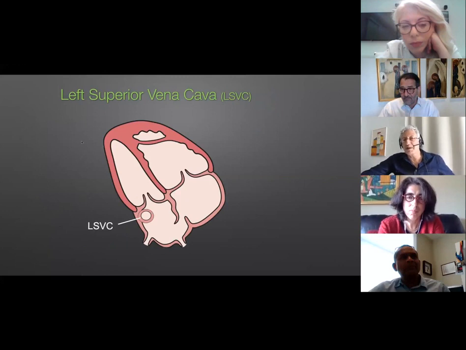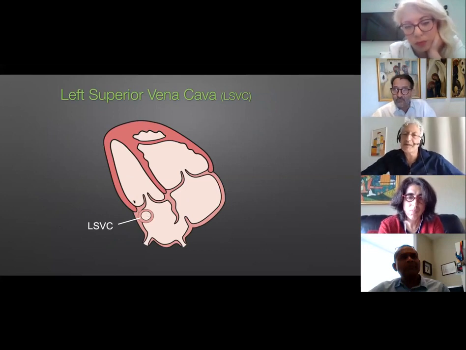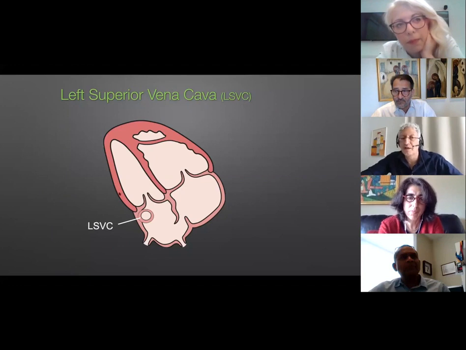The left superior vena cava is found in 1 out of 300 fetuses. We did a study where we showed this frequency, confirming other studies. But in some of these cases, it is associated with the narrow left ventricle. Some theories say that the left superior vena cava is in a way obstructing the inflow, leading to this view. But also keep in mind that it is associated with the coarctation of the aorta.